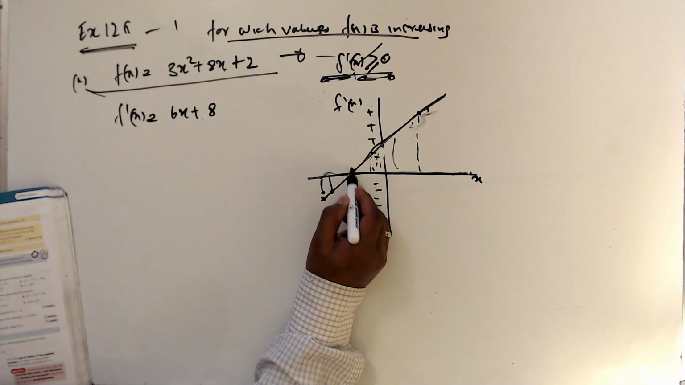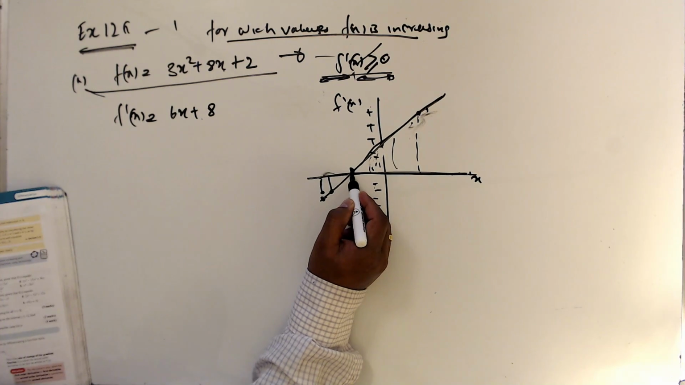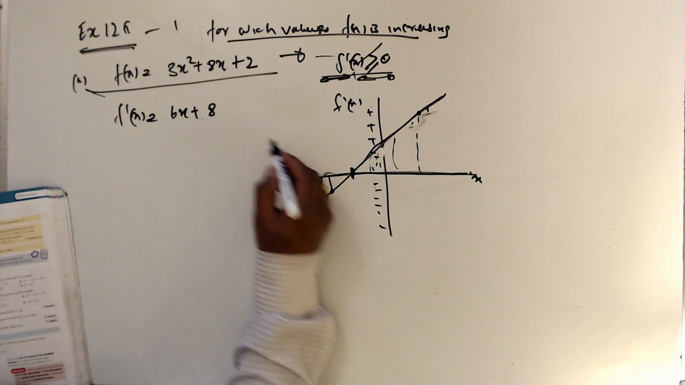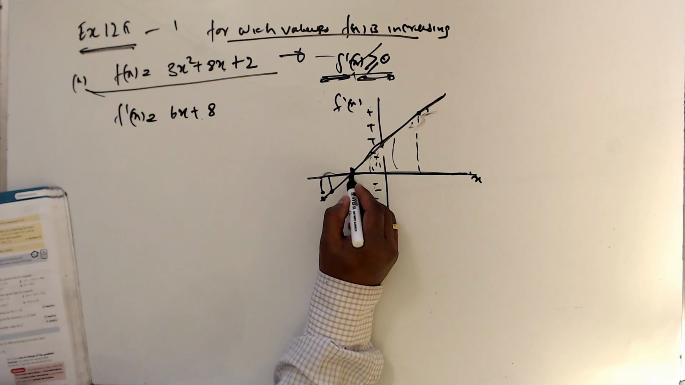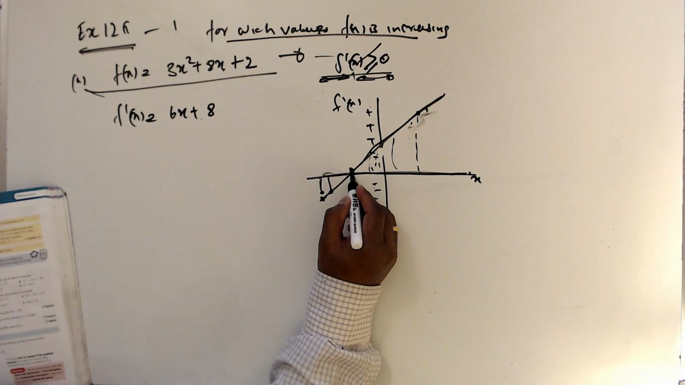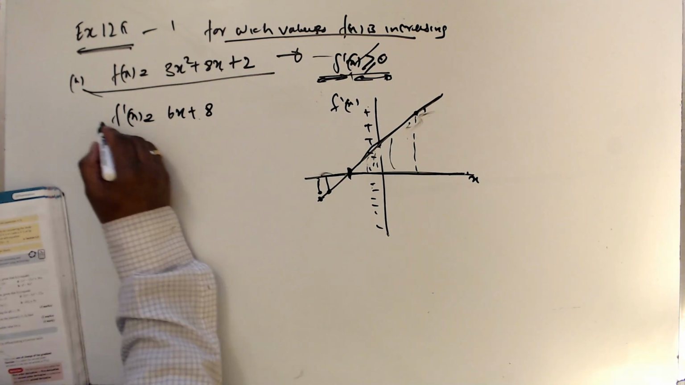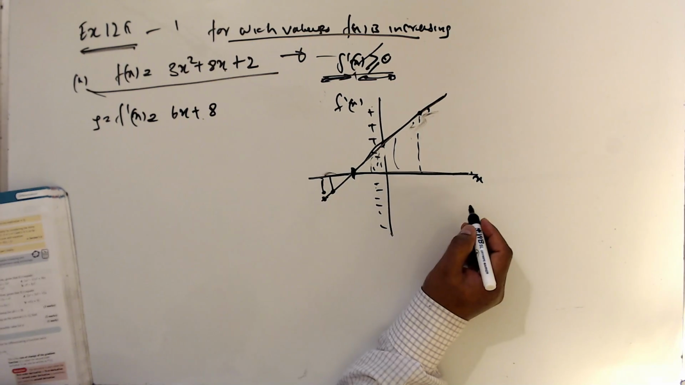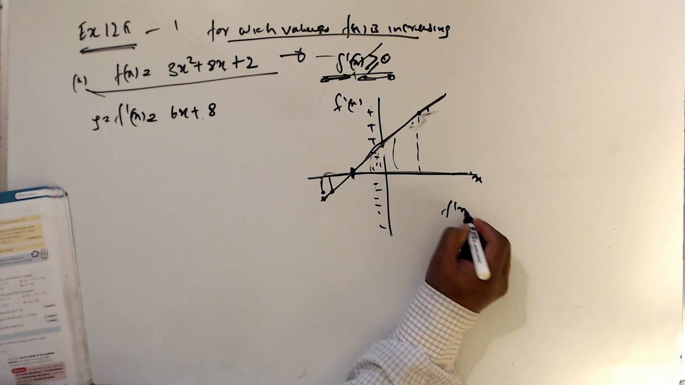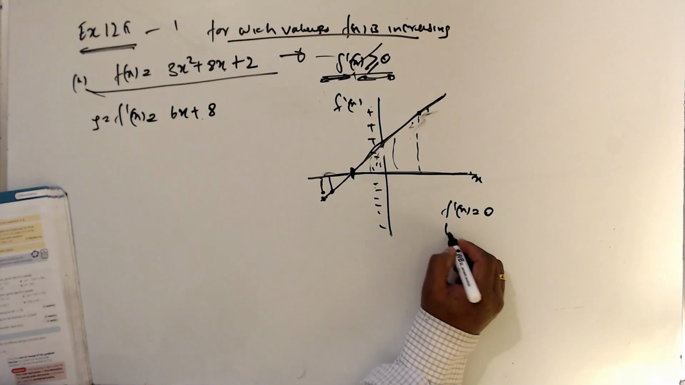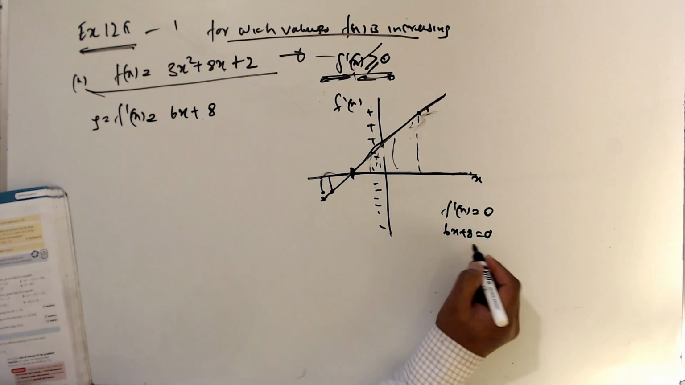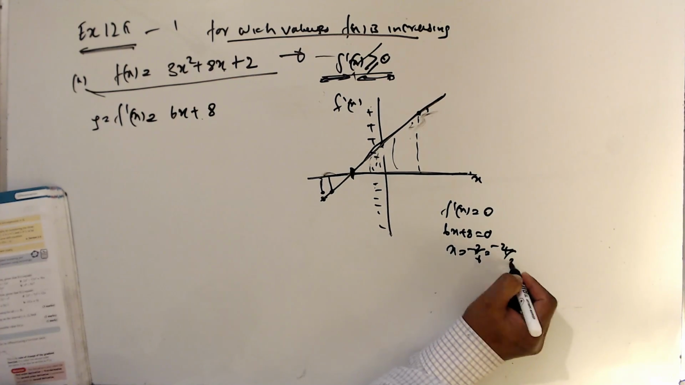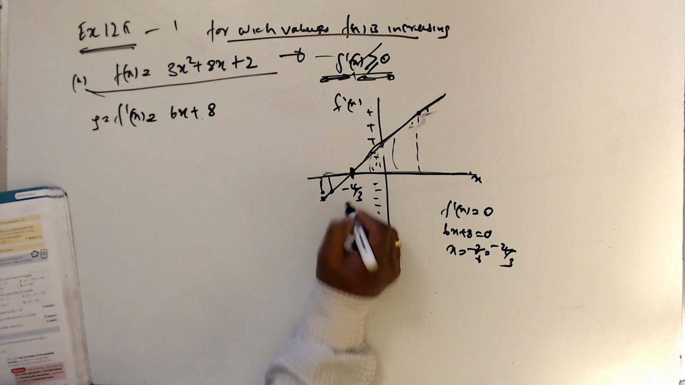Do you know this value? How do you find this value? Right, you make it equal to 0. Here f'(x) equals 0, or y value equals 0, you can take it as y as well. f'(x) equals 0: 6x plus 8 equals 0, x equals minus 8 over 6, which is minus 4 over 3. So this value is minus 4 over 3.